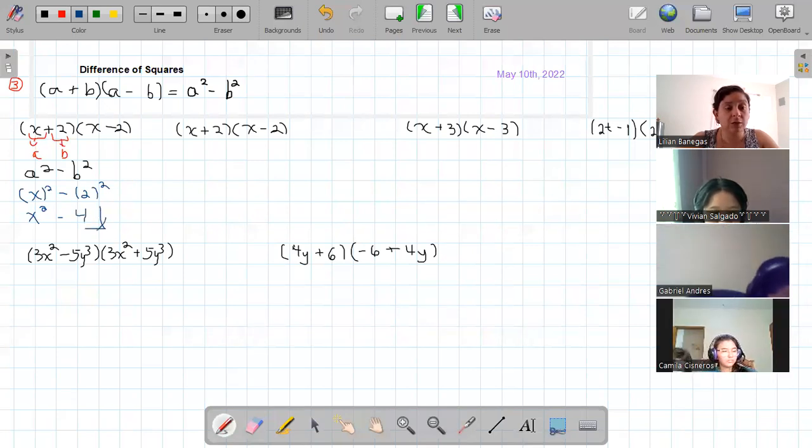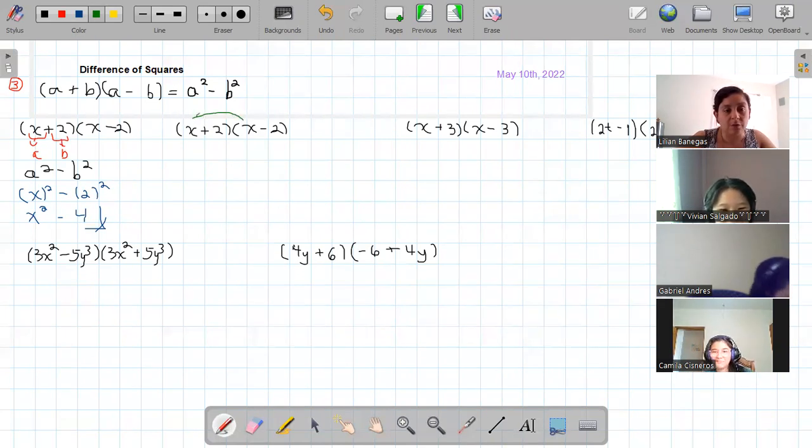This is the only case where you multiply a binomial times another binomial and your answer will be a binomial. Usually we get a trinomial, or in some cases, depending on the exponent, we might get a four-term polynomial. But this is the only case where you get a binomial from the multiplication of two binomials. And that's the answer using the formula. Easy peasy. So now we're going to prove it using the FOIL method.